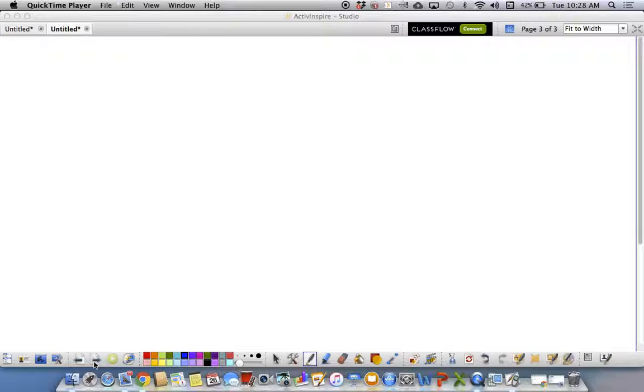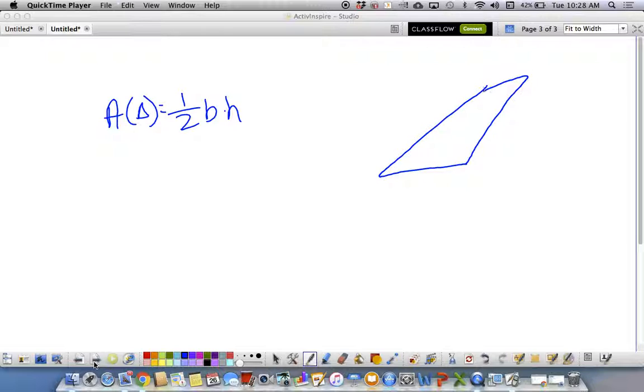Alright, what if we have a triangle like this, and we wanted to find the area of it? How do you find the area of a triangle? Area equals one half base times height. But the triangles that we have just done, where we had 110 and 234.